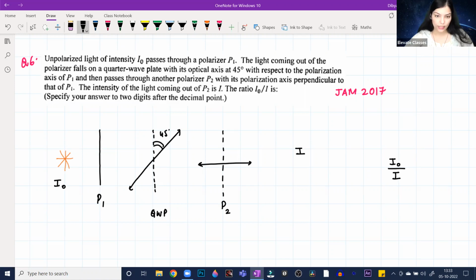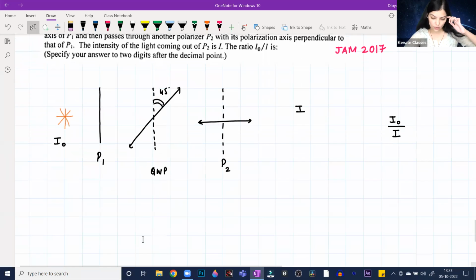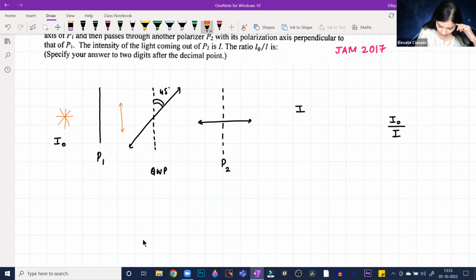This is what I want to find out. Okay, that is what the question is saying. So now let us see. Unpolarized light passed through the polarizer, I got this kind of light, and the intensity became I0 by 2. Then what happened at the quarter wave plate? This light is incident on the quarter wave plate, making an angle of 45 degrees with respect to the optic axis. This is the optic axis. So I will get a circularly polarized light out of this, but the intensity will not change. I will get I0 by 2.